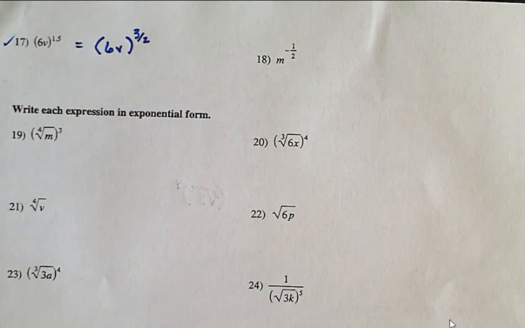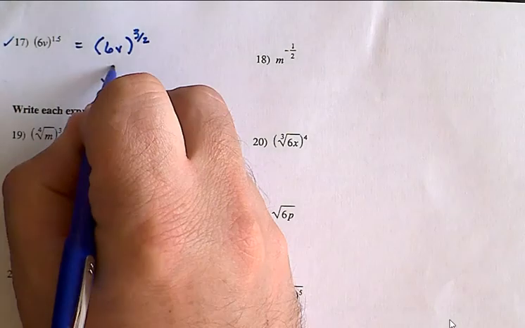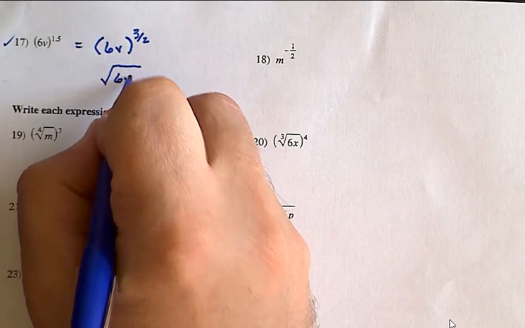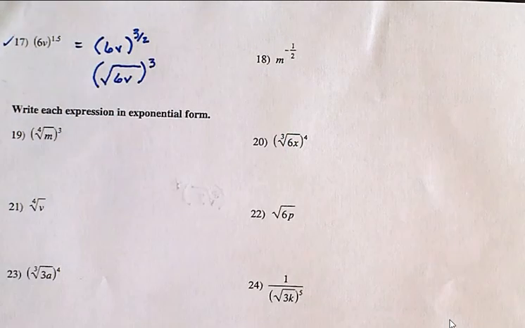Now, it's important to note that the parentheses mean that both the 6 and the v are raised to that power. If you don't have the parentheses, the exponent would attach only to that last item, the variable v. So in this example, now I want to change it to radical form. I can do that by taking the square root of 6v, and I'm going to raise that whole thing to the third power.